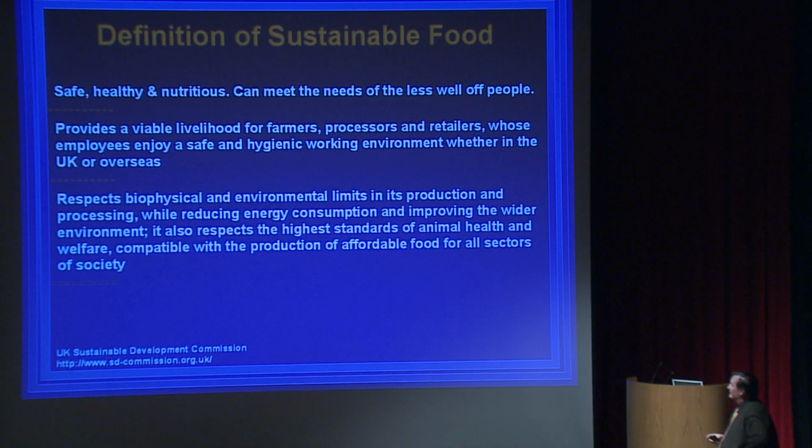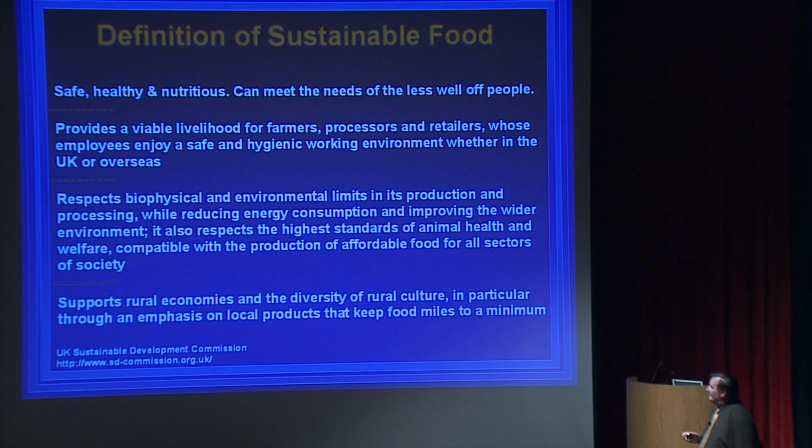Respects biophysical environmental limits in its production and processing while reducing energy consumption and improving the wider environment. It also respects the highest standards of animal health and welfare compatible with the production of affordable food for all sectors of society. So there's a lot built into that as well. Affordable food, animal welfare, environmental friendliness. And then finally, supports rural economies and the diversity of rural culture, in particular through an emphasis on local products that keep food miles to a minimum.